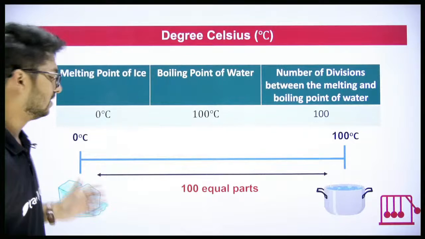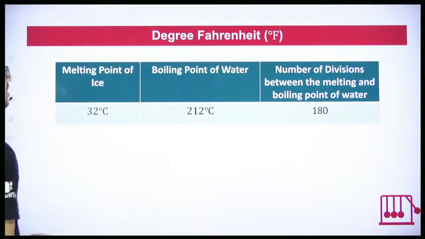Understood? Okay. Now you might ask me, sir, why did the scientist Celsius take the melting point of ice as 0? It was up to him, he decided it. Why did he take the boiling point of water as 100? It was his choice. Then you have Fahrenheit also. Fahrenheit is also the name of a scientist. We call it degree Fahrenheit.